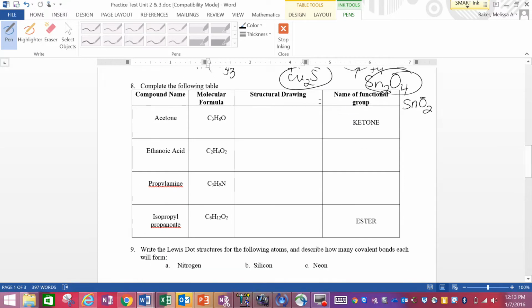All right, now you've got some structures to draw, and you're supposed to name the functional group. So C3H6O, I'm going to put my double bond to my oxygen in the center here and just see how this works out. 1, 2, 3, 4, 5, 6. Don't forget the lone pairs on your oxygen. And that is a ketone.